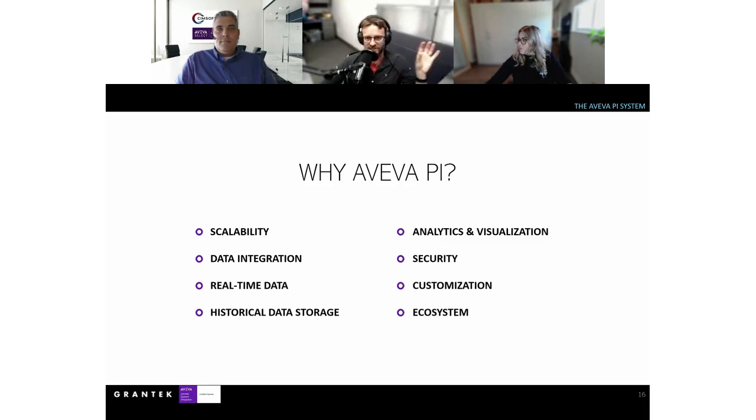AVEVA PI, née OSI PI, has been around for a while. Its purpose in life is to store your data and give you access to that data quickly. It's been built to be a highly scalable system so that as your business grows, it can grow with you and you won't run into situations where you need to make drastic architectural changes to the setup. Its data integration really lets you use the data you are now collecting in a multitude of ways. It doesn't lock you into only using it with one system or visualizing it in one way. It gives you the flexibility to use it however you see fit, to best turn it into information for your business.